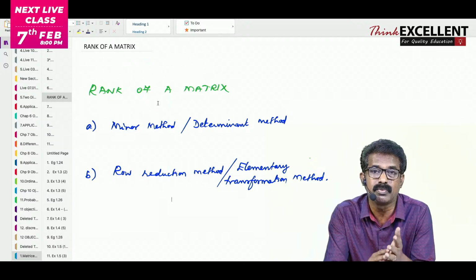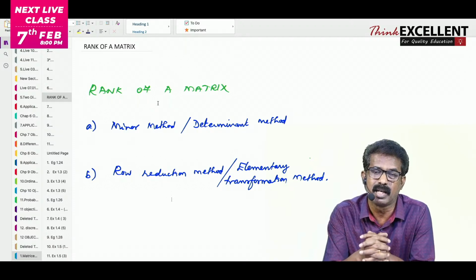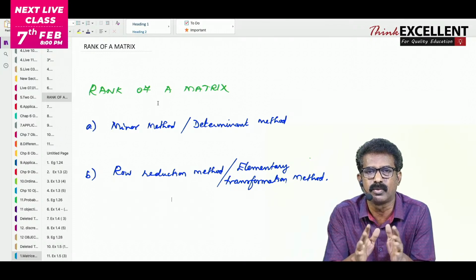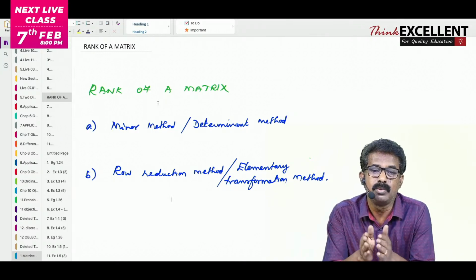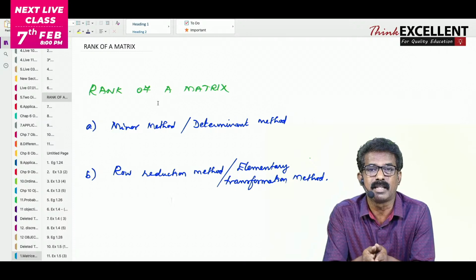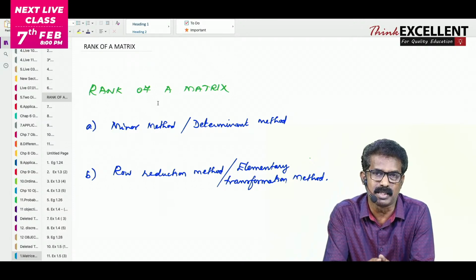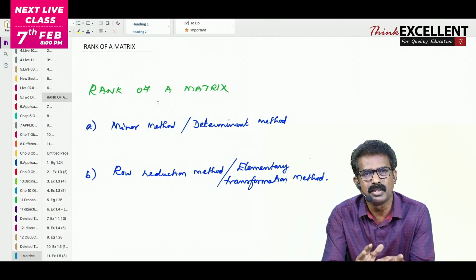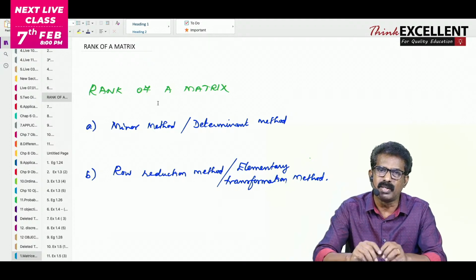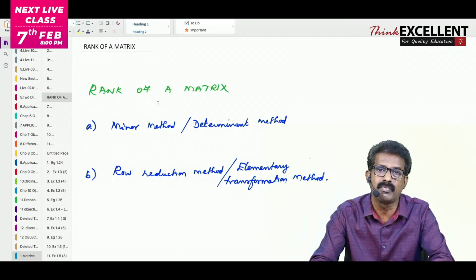Second one, how to find cofactor. You can do all the 5 mark questions. Third, how to find the rank of a matrix using elementary transformation. That is what we are going to see now. If you know these 3, tomorrow's class will be very, very easy for you. We can do a lot of very important questions.